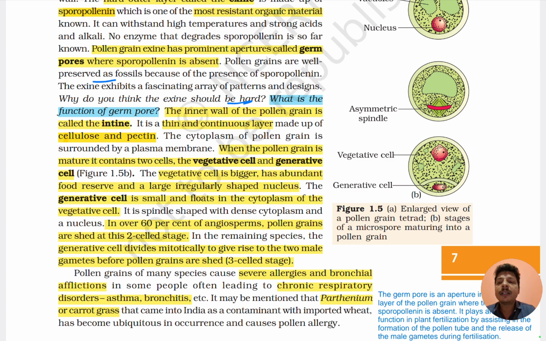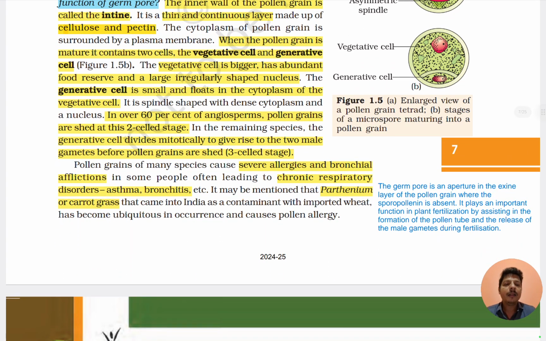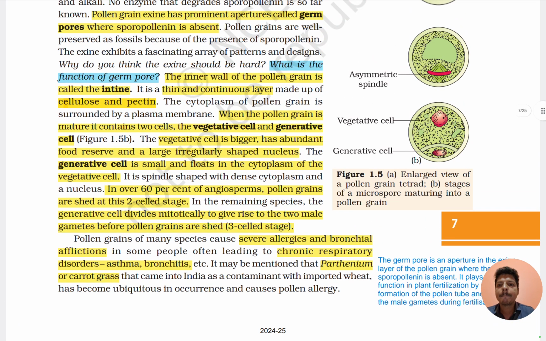Second question, what is the function of germ pore? I have no place to write this answer, so I have written it in here. The germ pore is an aperture in the exine layer of the pollen grain where the sporopollenin is absent. It plays an important function in plant fertilization by assisting in the formation of the pollen tube and the release of the male gametes during fertilization. It is the function of germ pore.